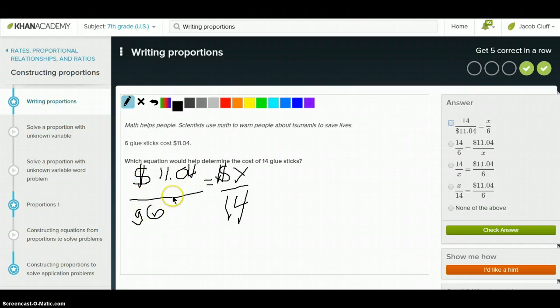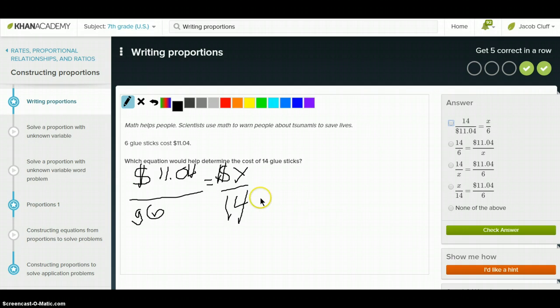And just to remind you again, the way we could do that is we'd multiply both sides by 14, so the 14 would move over here, and this would disappear. And then we would divide both sides by $11.04, so that would go back over here. And then you can also do the same thing over here. You can multiply both sides by 6, and the 6 would go over here, divide both sides by X, and that's what we'd be left with.